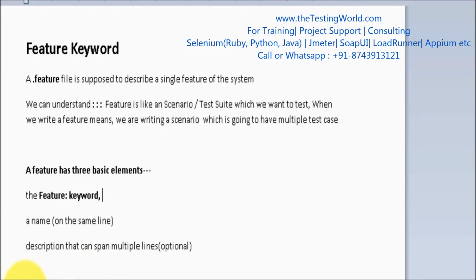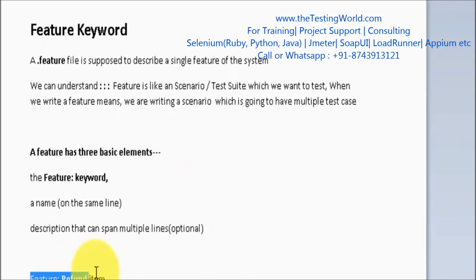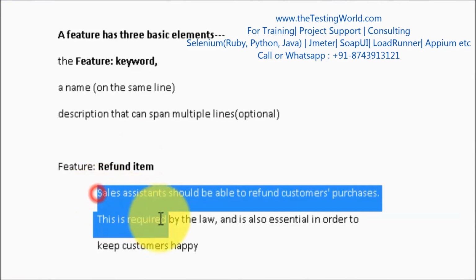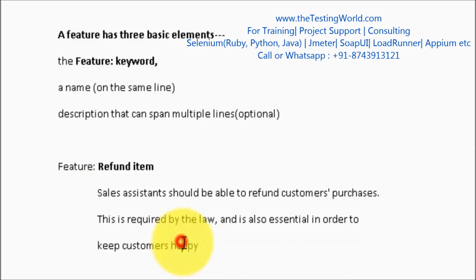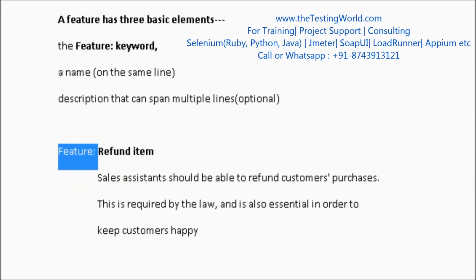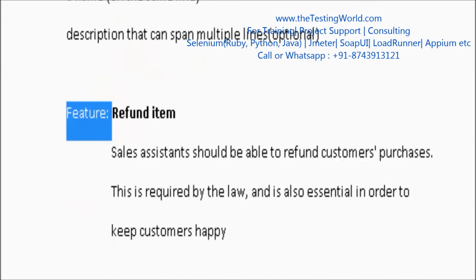Here I'm going to show you one more feature. The feature name is refund item, and then there is the description of the feature. The description is: sale assistant should be able to refund customer purchases. This is required by the law and is also essential in order to keep customers happy. So that feature I'm going to test. That is the description of the feature, that is the name of the feature, and that is the feature keyword. So whenever we are writing any feature file, we start with the keyword feature. That's all we have for this first keyword in a feature file or Gherkin. Thanks for watching this video.